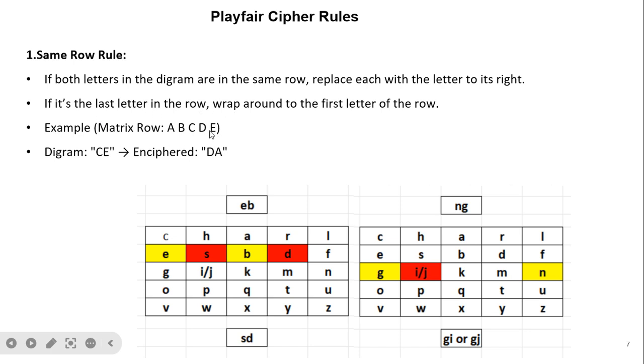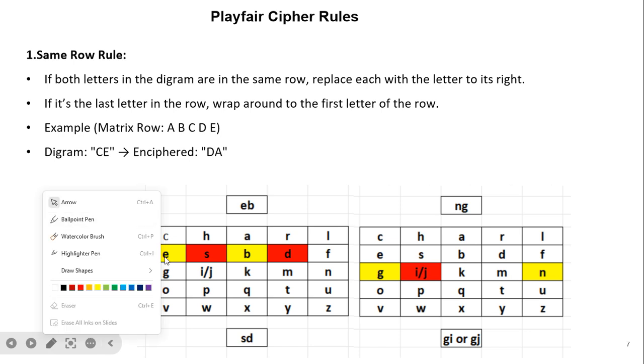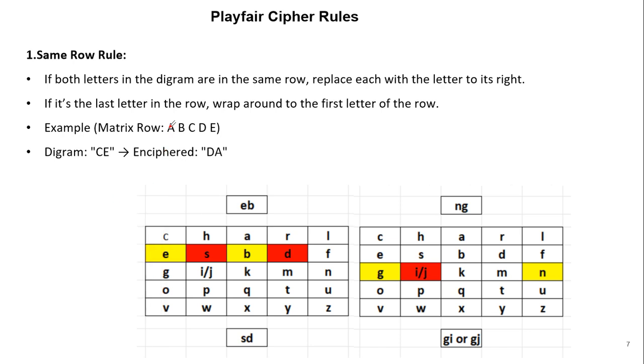Now for example, just make the assumption that the row of the matrix is ABCDE, 5 characters are there in the row and our characters are CE. Now to encrypt, we will take C to D, that is the next right character, and for E we will take A. So CE will be enciphered as DA.